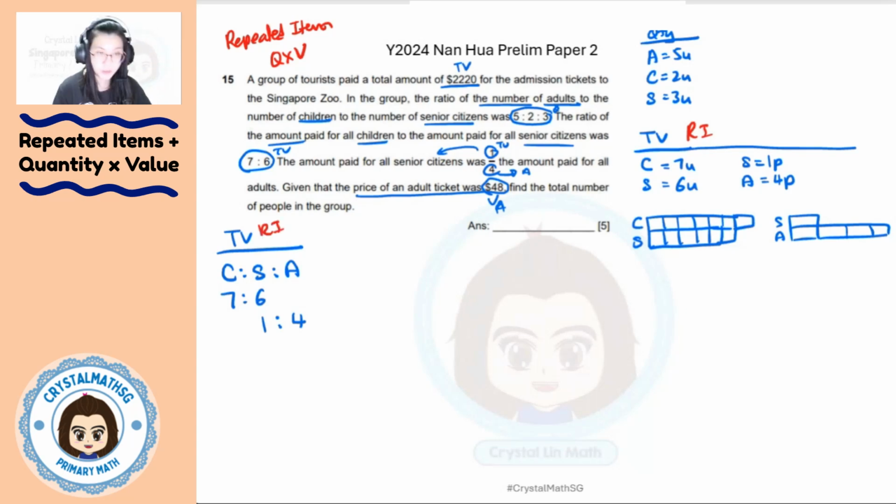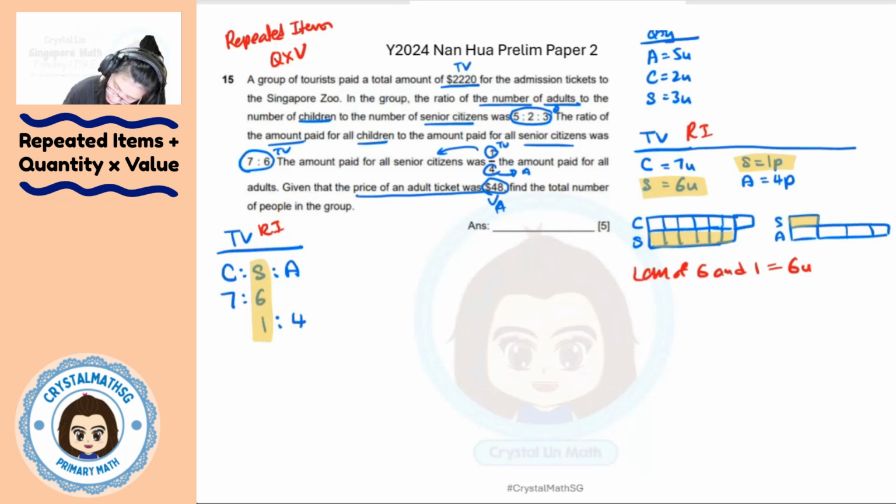So I need to do repeated item for this too, by repeating our senior citizen. So this senior citizen is equal to this box over here. This one we need to make the same. How do we make the same? LCM of 6 and 1 equals 6. You can write it in units, you can write it in parts, up to you. So this one I don't need to change, it is already 1 unit each. That is why there are 6 units over here. This one box is 6 units, so all the boxes represent 6 units.